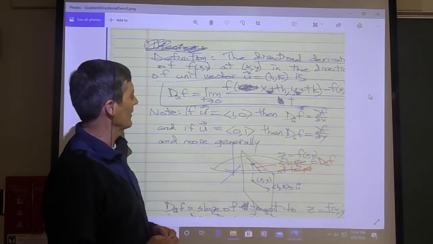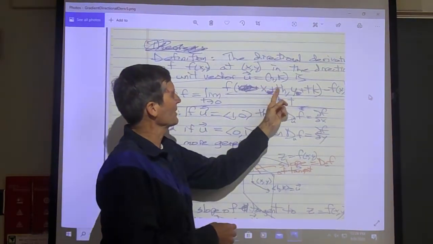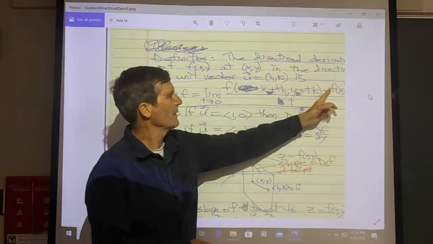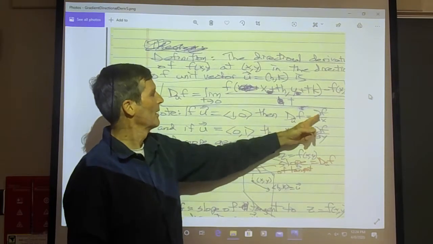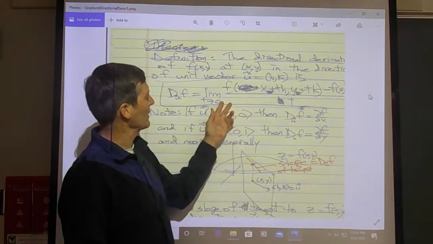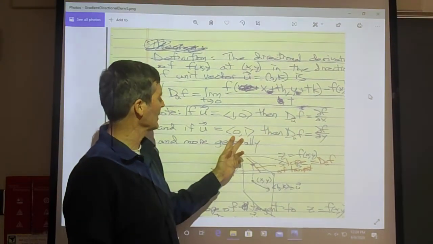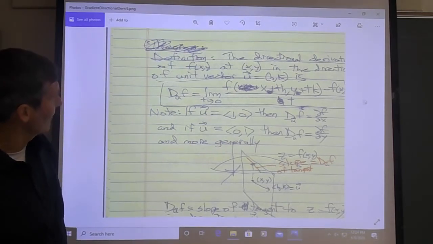And now, if you notice, by putting in u equal 1, 0, this becomes f of x plus t, y, minus f of xy all over t. It becomes the partial derivative. So the special case of partial derivatives, when you take u equal 1, 0, you get the partial with respect to x. When you take u equals 0, 1, you get the partial with respect to y. And here's what we have for the picture.